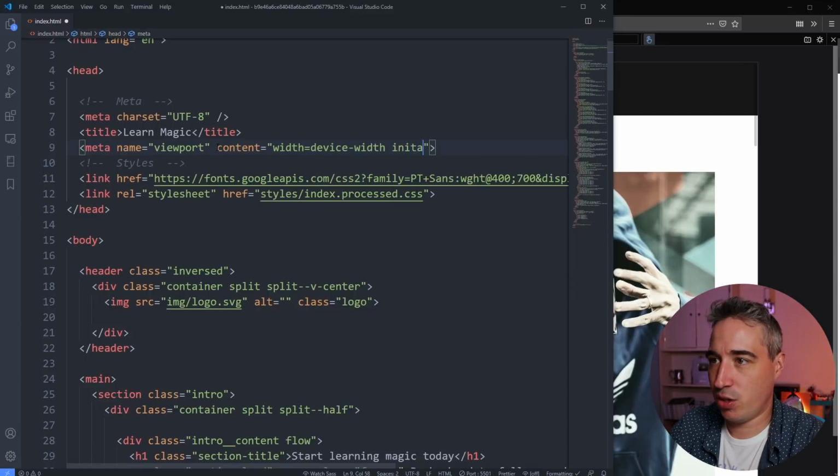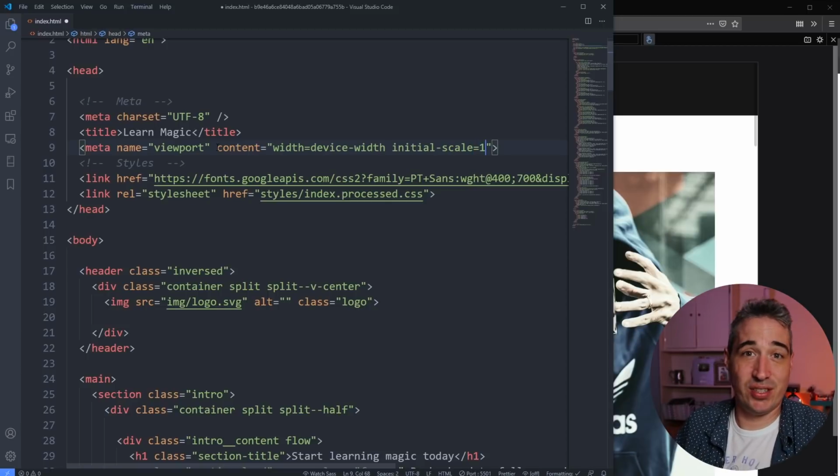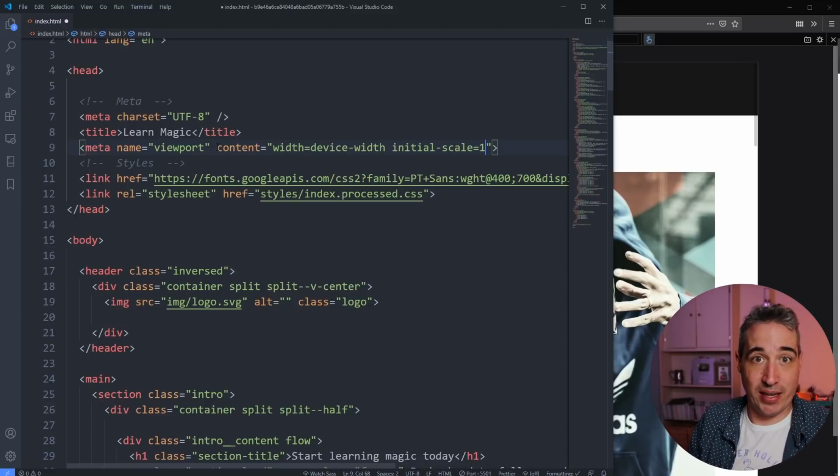And the next thing we're gonna wanna do is the initial scale is equal to one. And what initial scale is saying is, don't be zoomed in or don't be zoomed out. We want to make sure that it's at the right level.